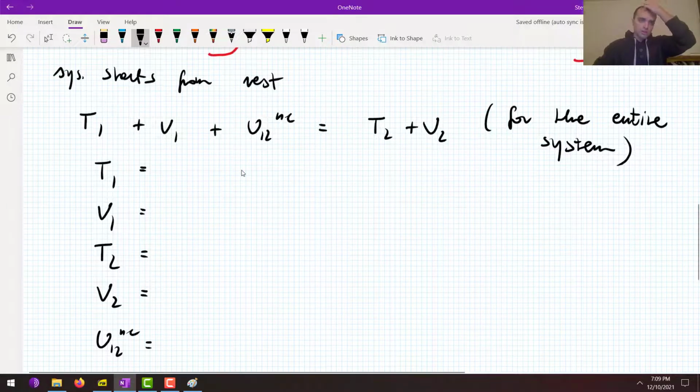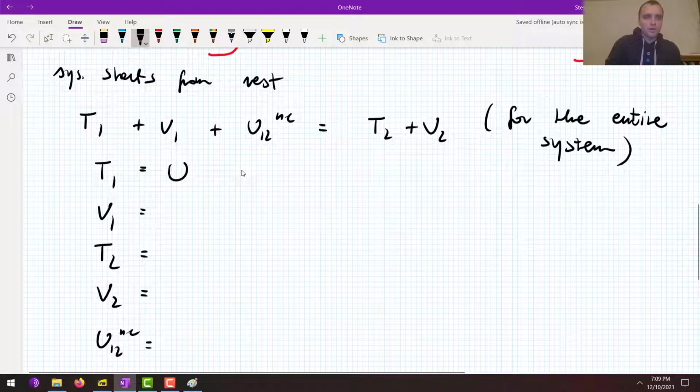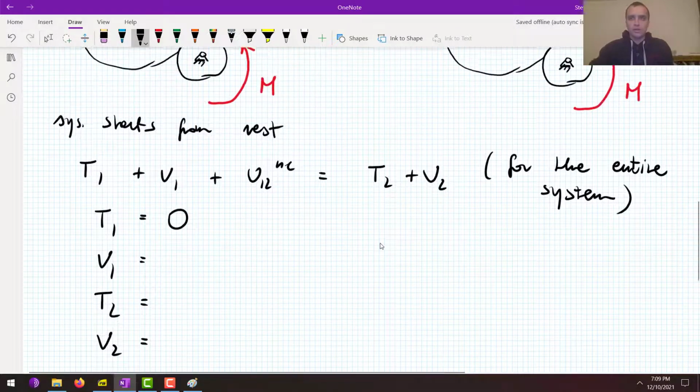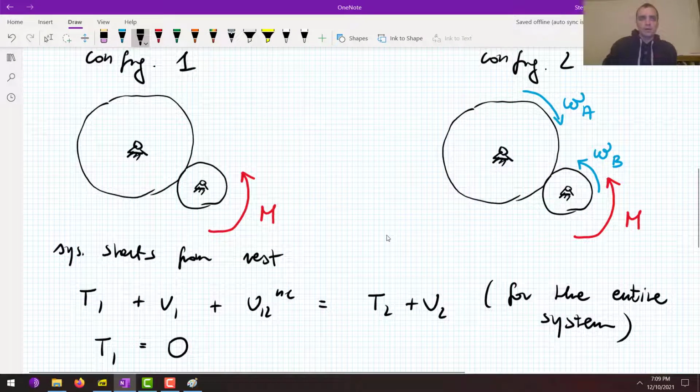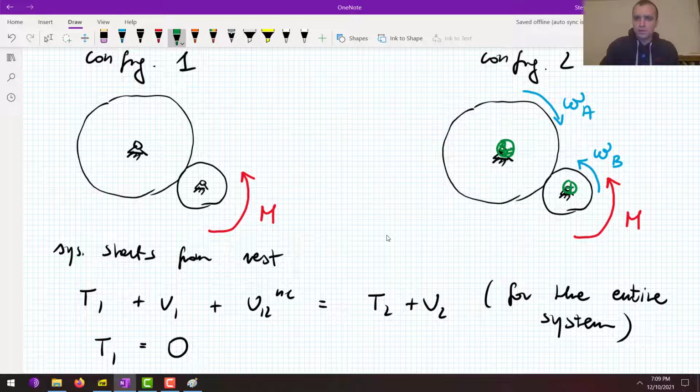Okay, so what is T1? That's trivial, it's 0. The system starts from rest. Okay, what's T2? So our centers of mass are in here, right? As you can see, guys, these green points don't move at all.